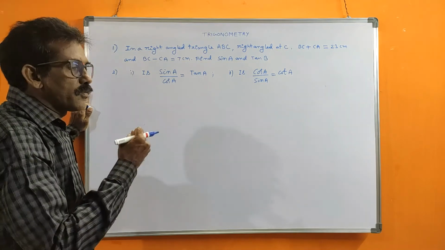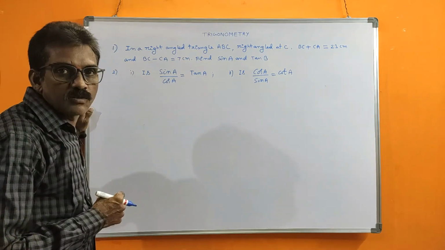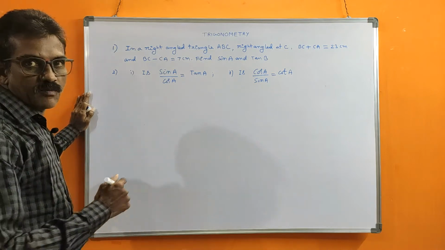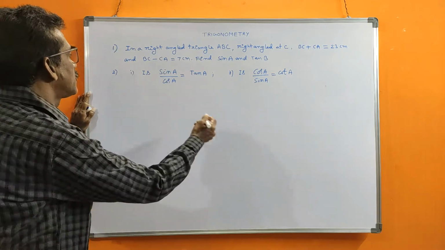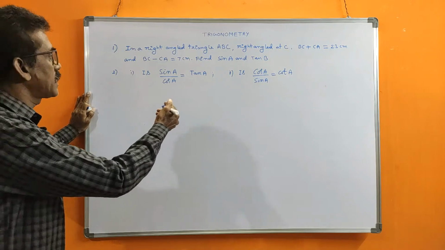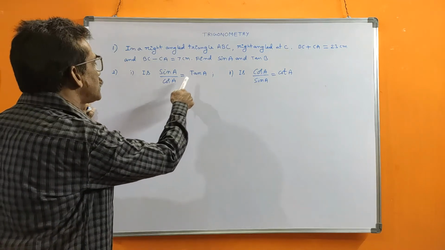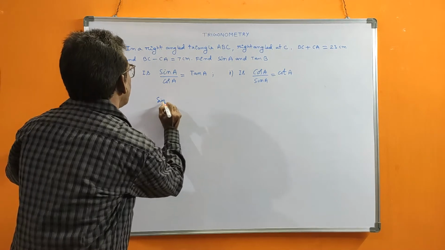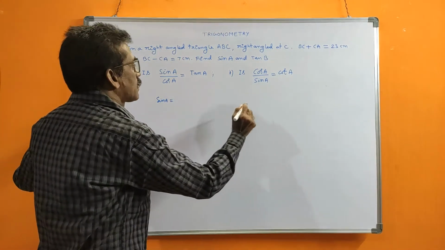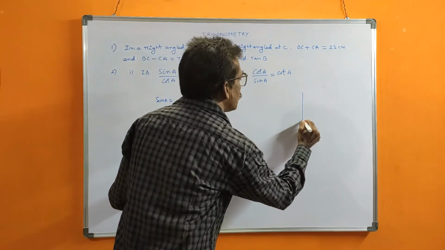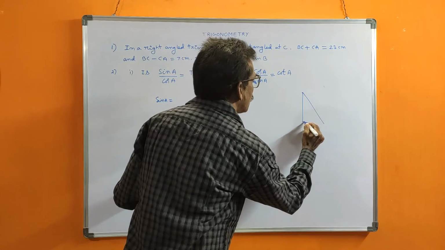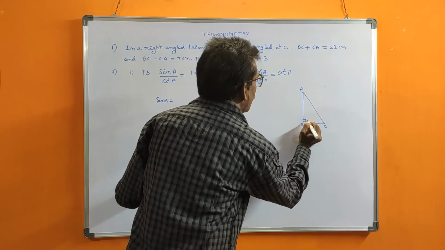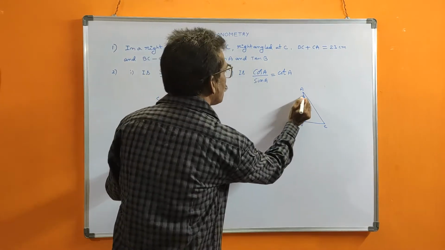From those formulas only we should find out. By using direct formulas only we should find out the identities. That means LHS is equal to RHS, like that. Is sin A by cos A equal to tan A? That means first we should find out sin A. We should consider a triangle. So here consider a right angle triangle ABC, right angle at B. A is asked, so you take A.